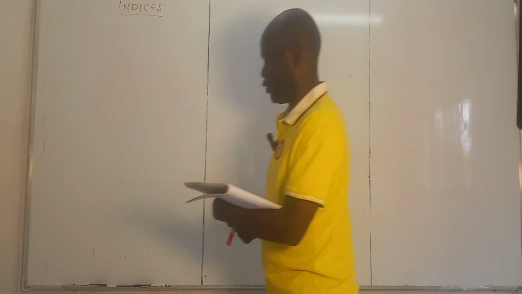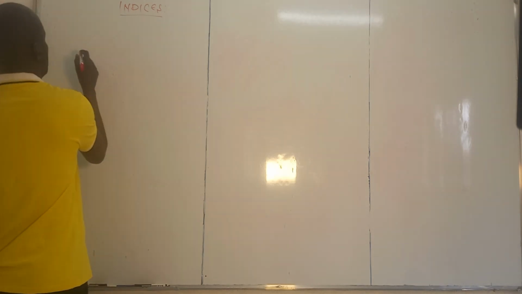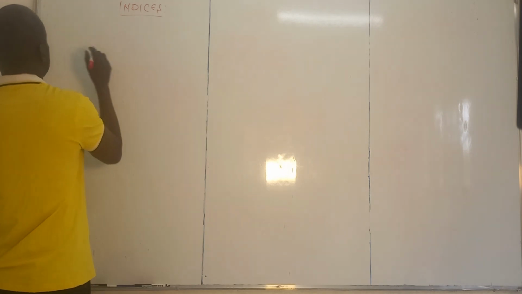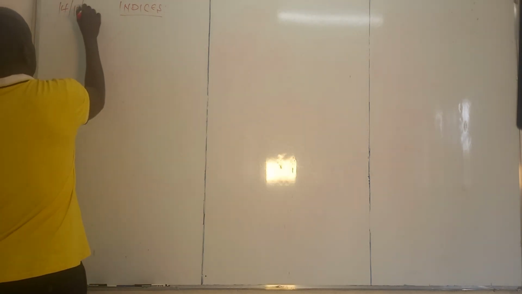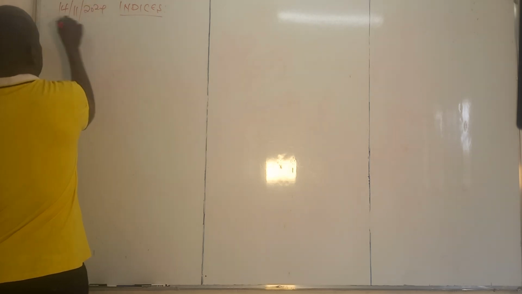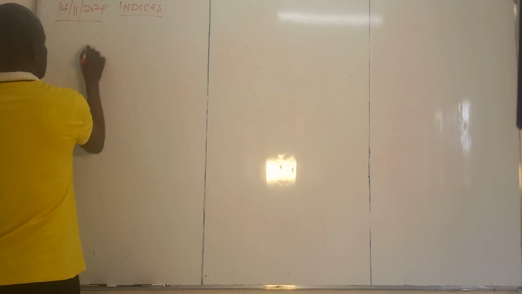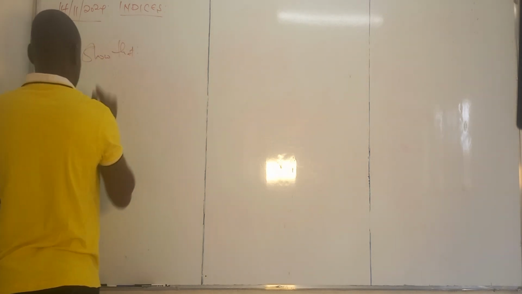So one should be: show that, of course, we have this 14th of 2024, it's the day today, okay. So show that.